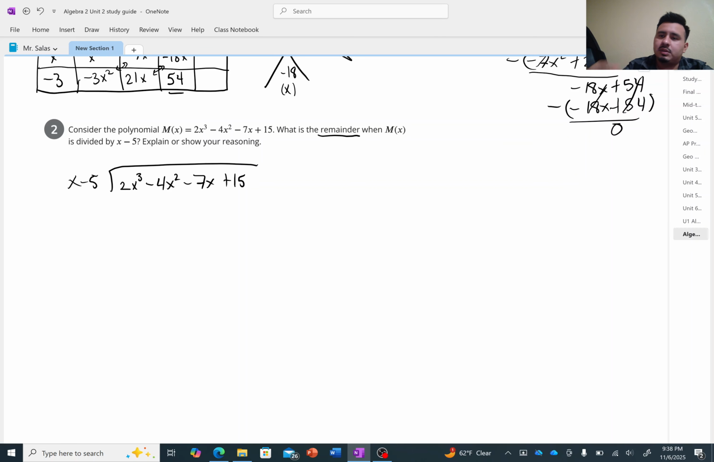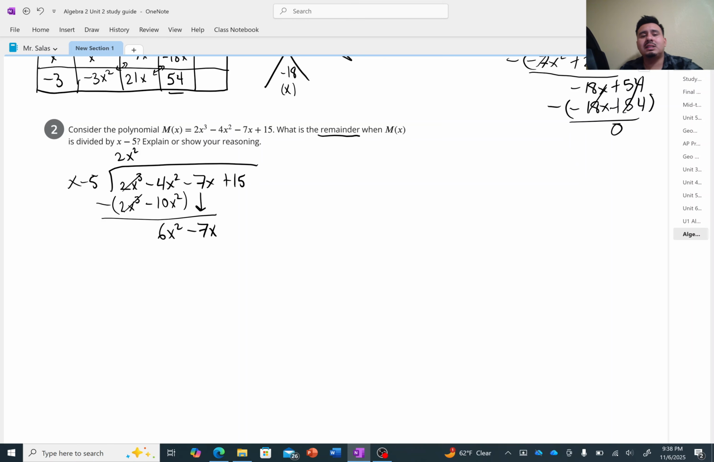Okay, so now same like regular division. I'm just going to say that I can multiply my x by 2x squared. 2x squared times x gives me 2x cubed. 2x squared times negative 5 gives me a negative 10x squared. Put it in parentheses. I'm going to subtract. 2x cubed minus 2x cubed gets canceled out. Negative 4x squared minus negative 10x squared becomes a plus, so that's going to be a positive 6x squared. Bring down the negative 7x.